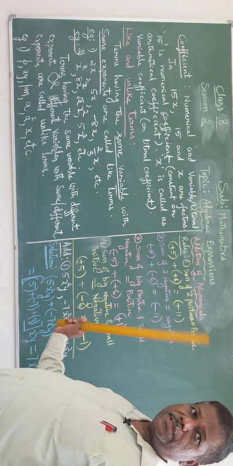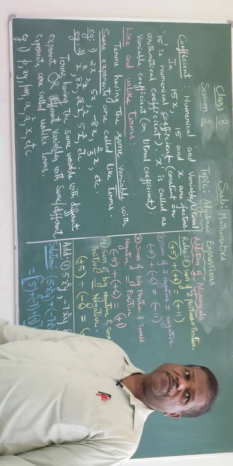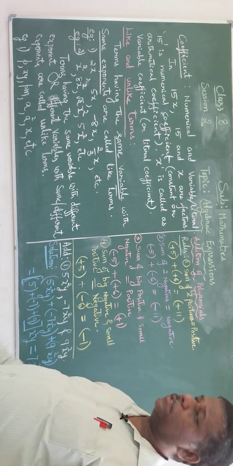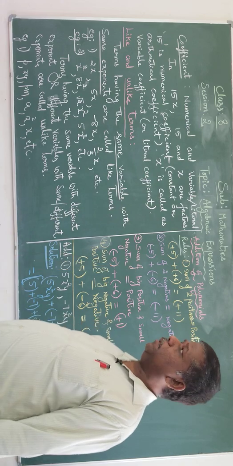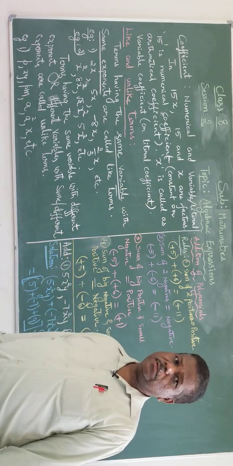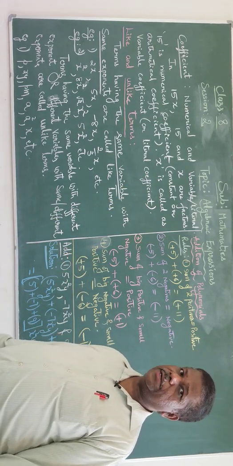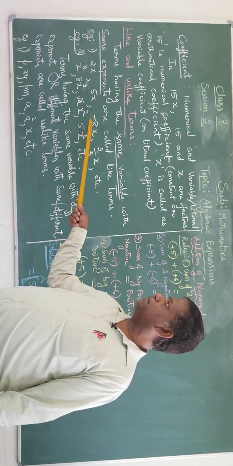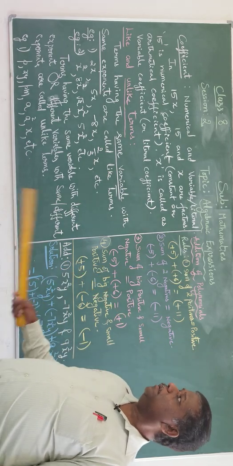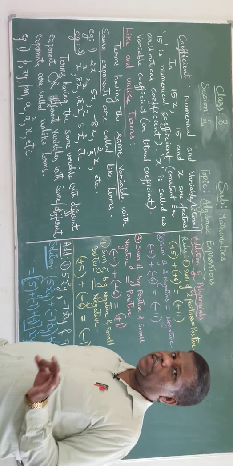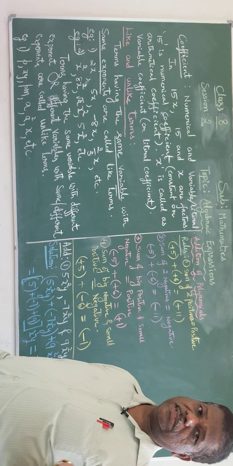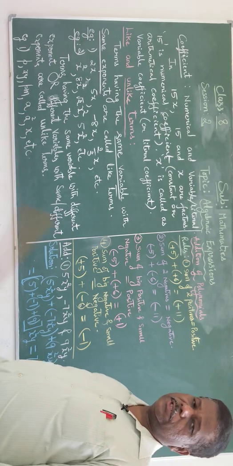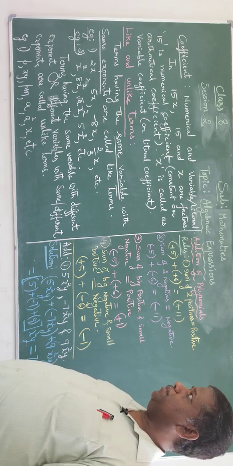Now when we come to this part, there are two different types of terms. One we call a like term, the other we call an unlike term. Like terms have a speciality. What is that speciality? Look at the examples here: 2x, 5x, minus 8x, 2 by 3x. When there is the same variable and it has the same power, that is the same exponent, we call such terms like terms.